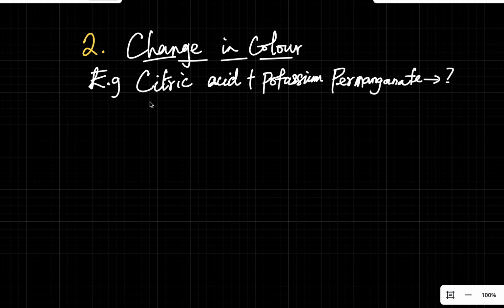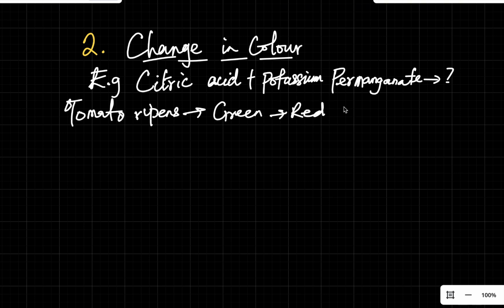So think of fresh tomatoes. When tomatoes ripen, they change from green to red color. Fresh tomato changes when it ripens. Originally green, it changes from green to red. We are talking about change in color.